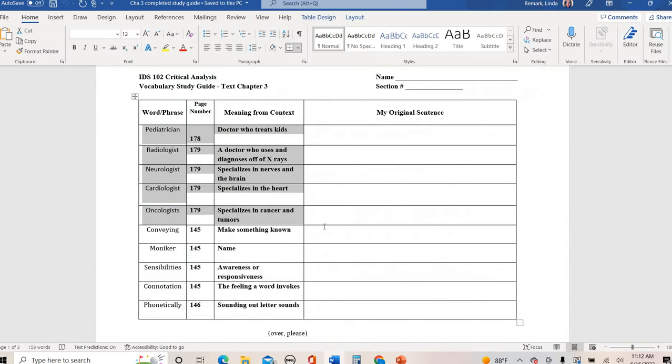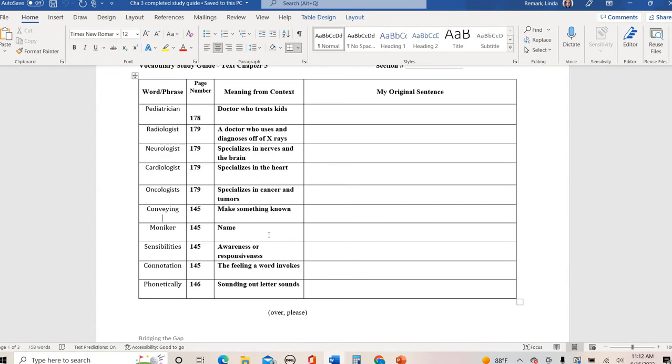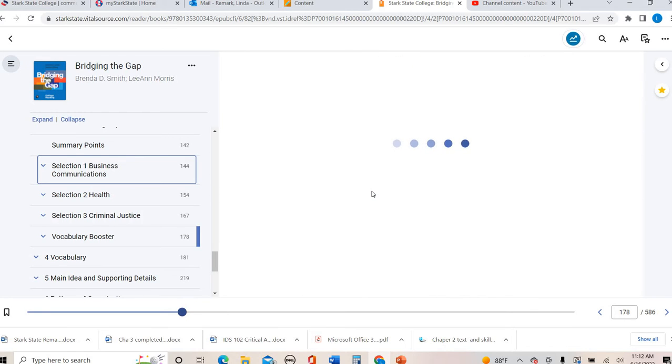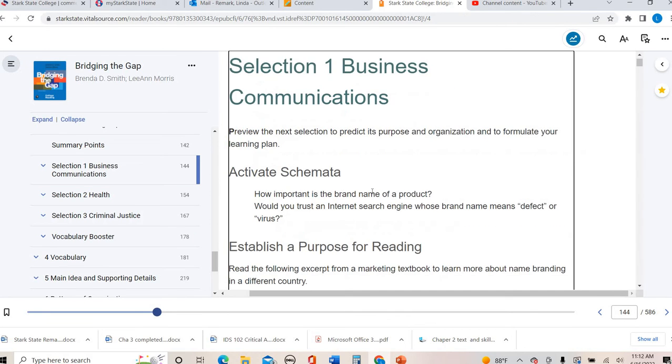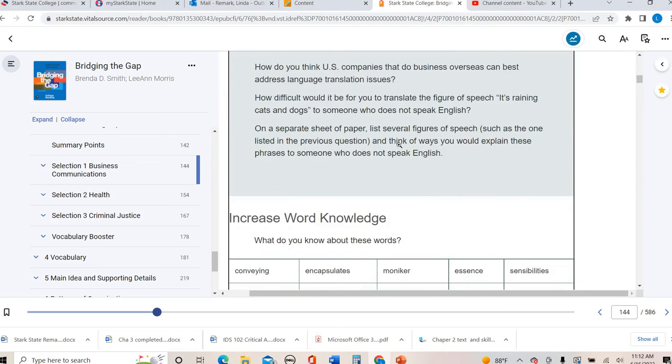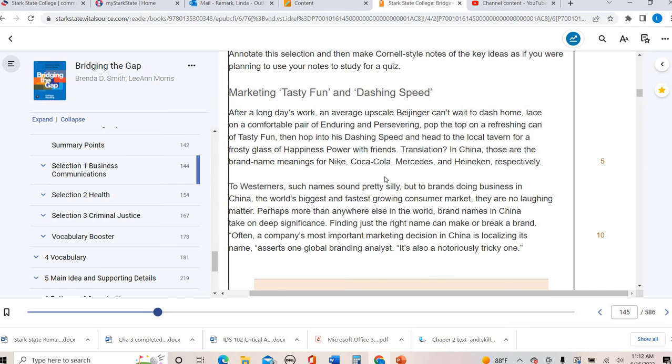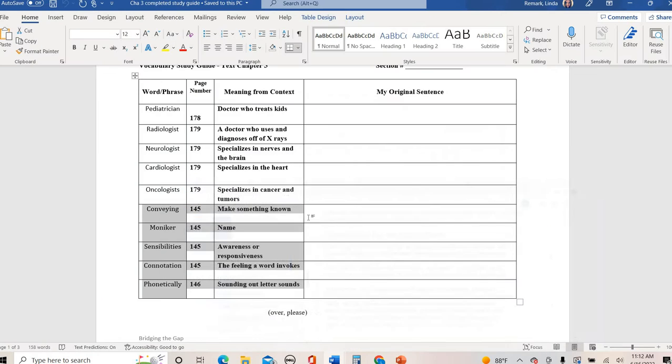All right, underneath there, we have our next set of words. These come from selection 1. Depending on if you've already watched the chapter 3 assignment video, I talked a little bit about these selections because they are part of your text and skill sheet. So depending on what order you're watching these videos, you may have already read these selections and seen these words used in context, but these next set of words come from your very first selection on business communications, specifically with the marketing, tasty, fun, and dashing speed. Okay, so that's what these words will cover.